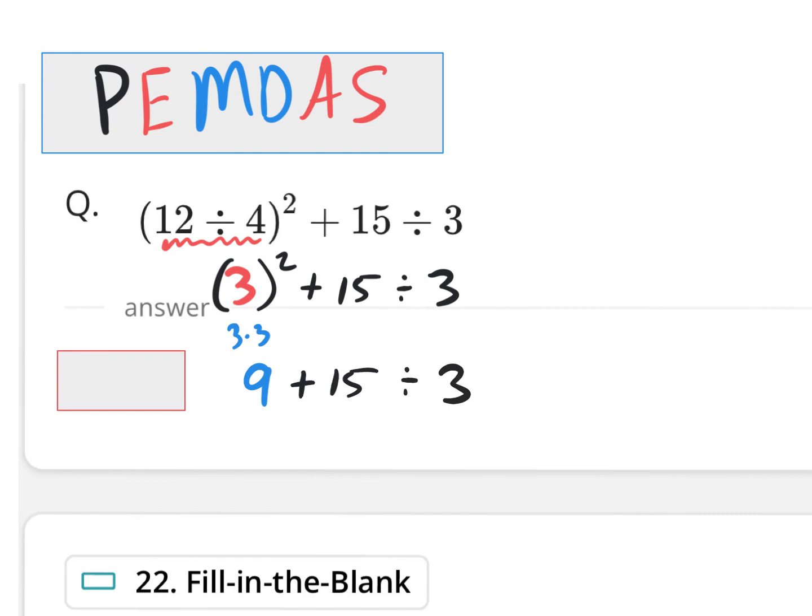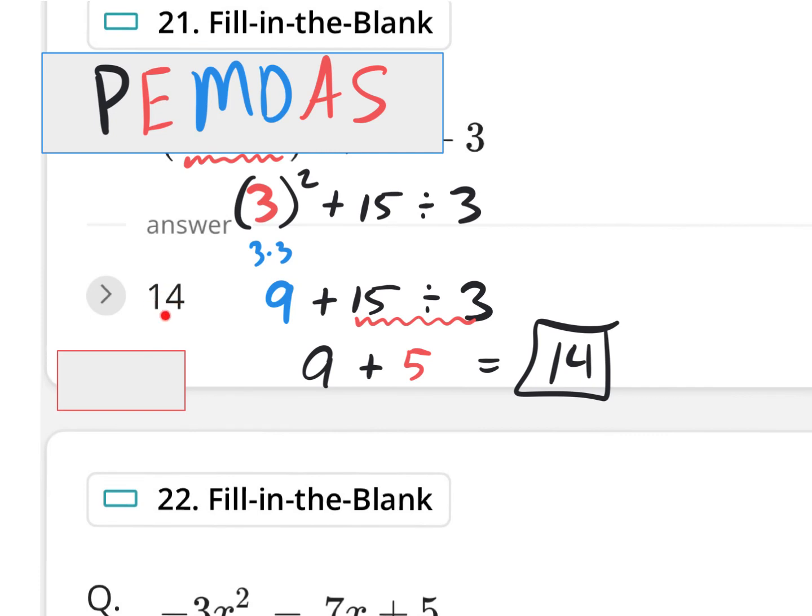Okay, so now what do we do? I've already gone through parentheses, I've already done exponents, and now it's either multiplication or division. Well, we have division, we don't have multiplication, so I must do division first before addition or subtraction. So I'm going to divide before adding or subtracting. So 15 divided by 3, that is 5. Bring down the 9 and the plus right in front of it, and 9 plus 5 is 14. That's your final answer for this question. As you can see, there it is, 14.